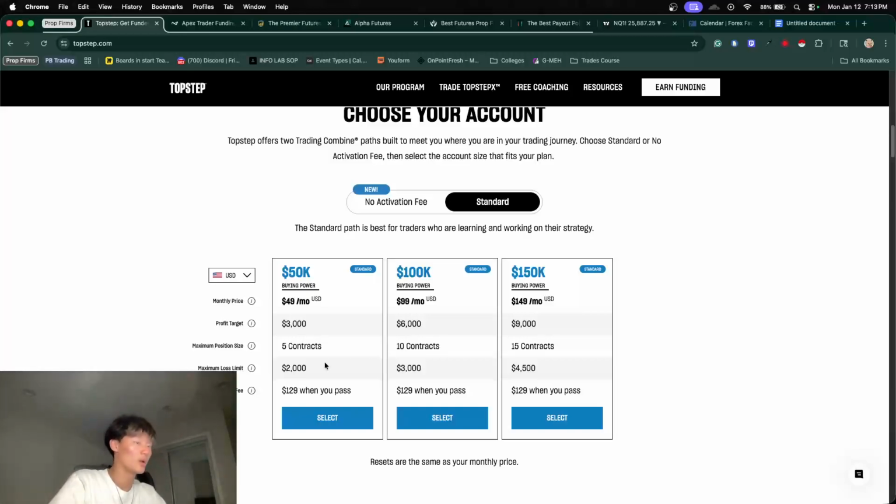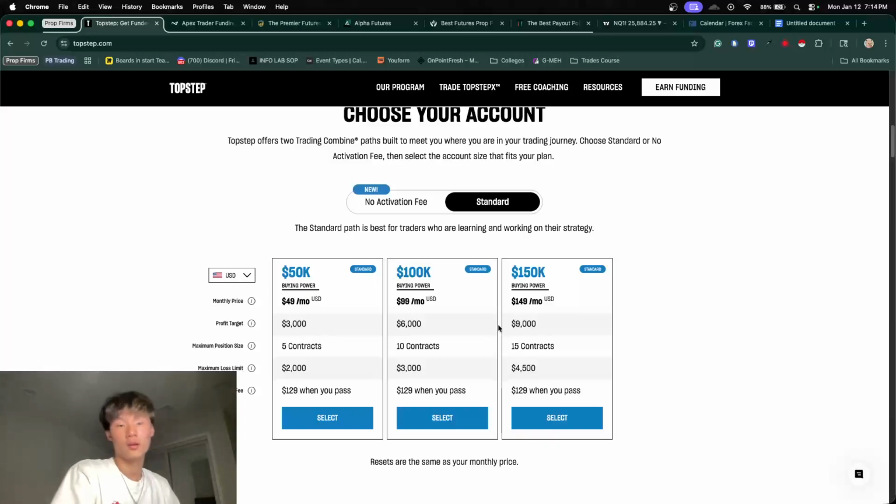Okay. So the maximum loss limit, I think you know what that is. It's just the max loss you're allowed to take. So as soon as you're in the 50K account and you hit 48K, you bomb that account. On the 100K, I think it's like 97,000. That's when you're done, and it keeps going.